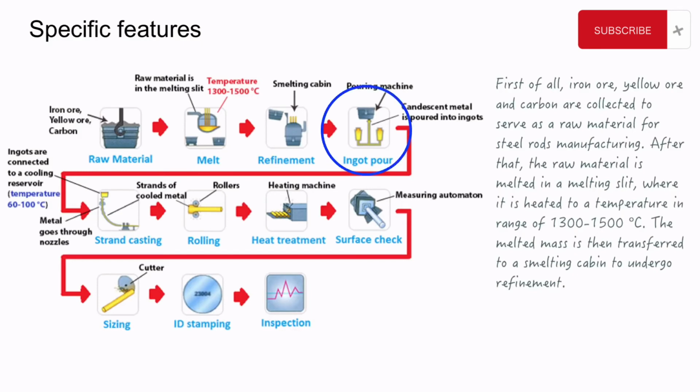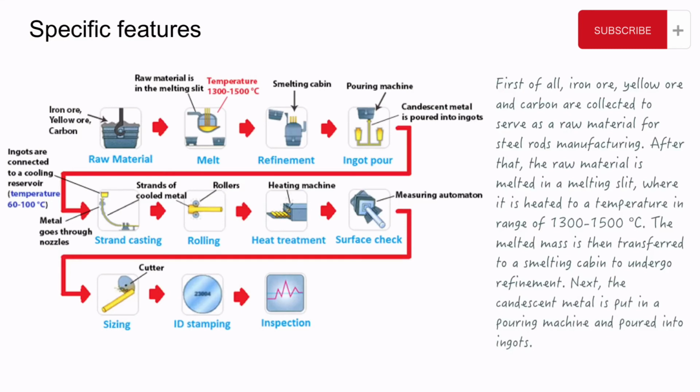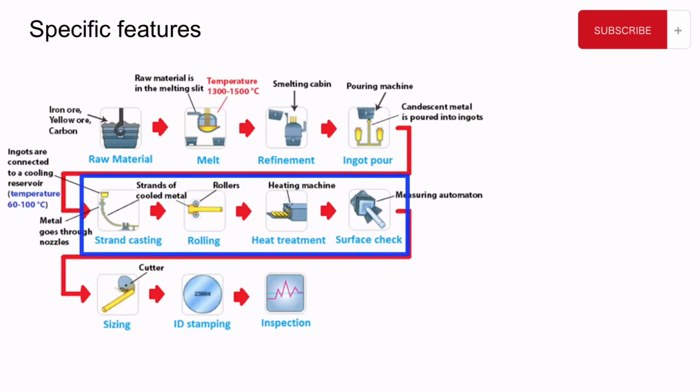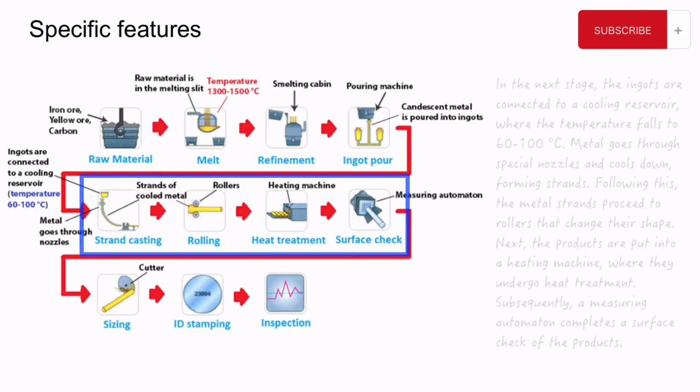Then comes the fourth stage. It's called ingot pour. The picture shows a pouring machine that pours some material into containers, and a short explanation says, "Condensed metal is poured into ingots." Using this information, I wrote such a sentence. Next, the condensed metal is put in a pouring machine and poured into ingots. And that's all with our first paragraph for specific features. I hope that now you get an idea of how to describe the process stage by stage. So let's move on to the second paragraph that describes the next 4 stages. Here's how I wrote it.